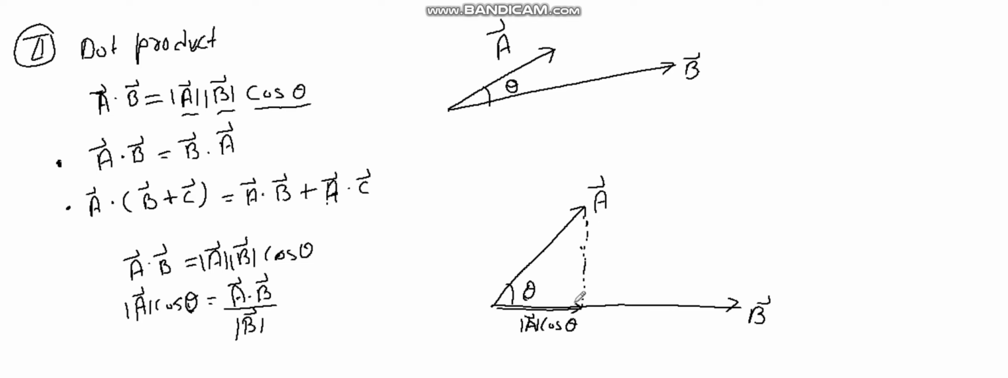This vector is the projection of A over B, and when we multiply this projection, A cos theta, with the magnitude of B, that final value represents the dot product.